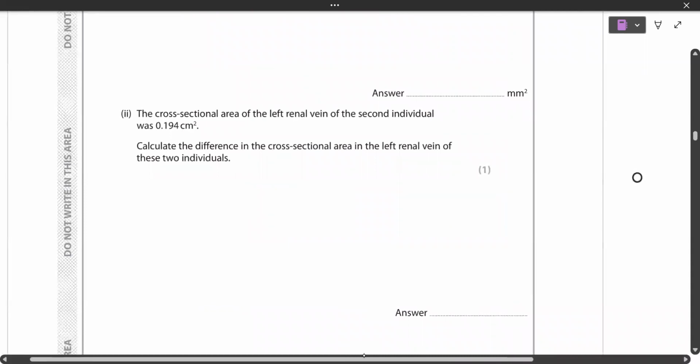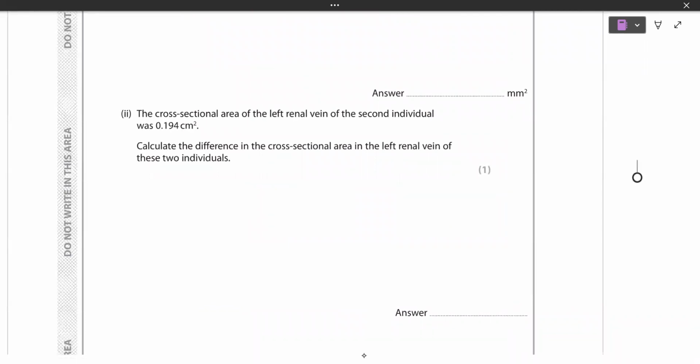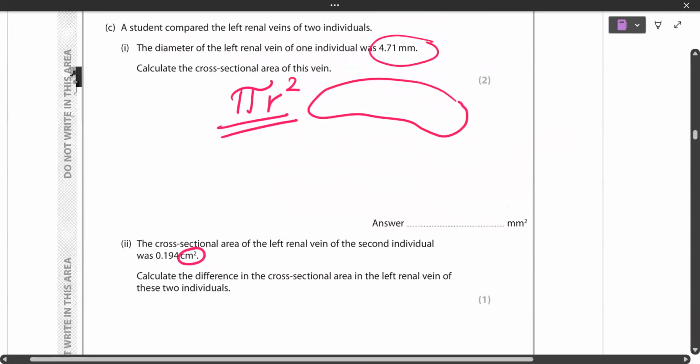In this question, the cross-sectional area of the left renal vein of the second individual was 0.194 centimeter squared. He wants you to calculate the difference between both. So we need to first convert this to millimeter, and then calculate the difference. Could you please do this, Adam? All the numbers again, or what we got in the first question?